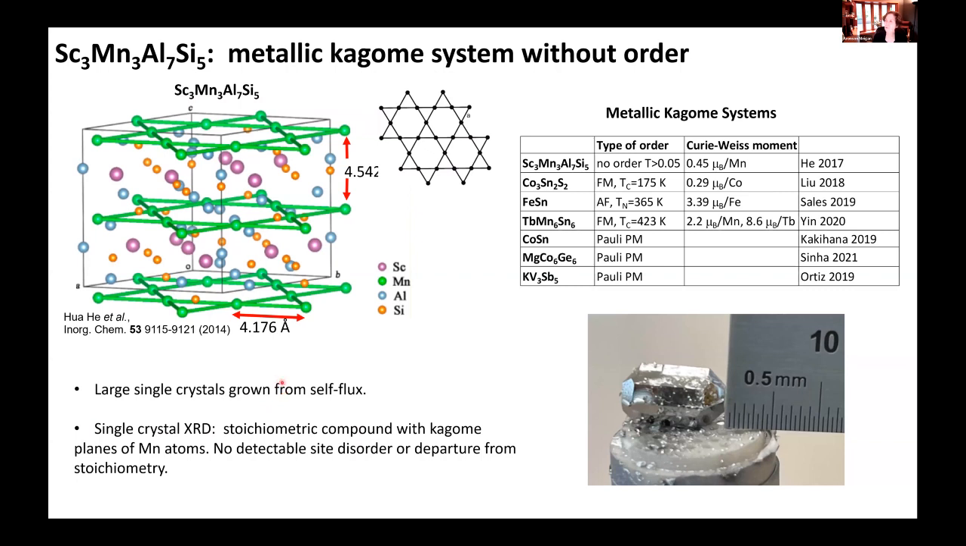It's not the first metallic Kagome system that has been discovered. The table over here shows you a list of those compounds. However, many of them are not magnetic, and some of them are, let's say, too magnetic in that they order at high temperature. SMAS is a first-in-class material because, as I'll show you, we see no order down to 50 millikelvin, and we still have a substantial magnetic moment. And I'll give you more information about that in the next slides.